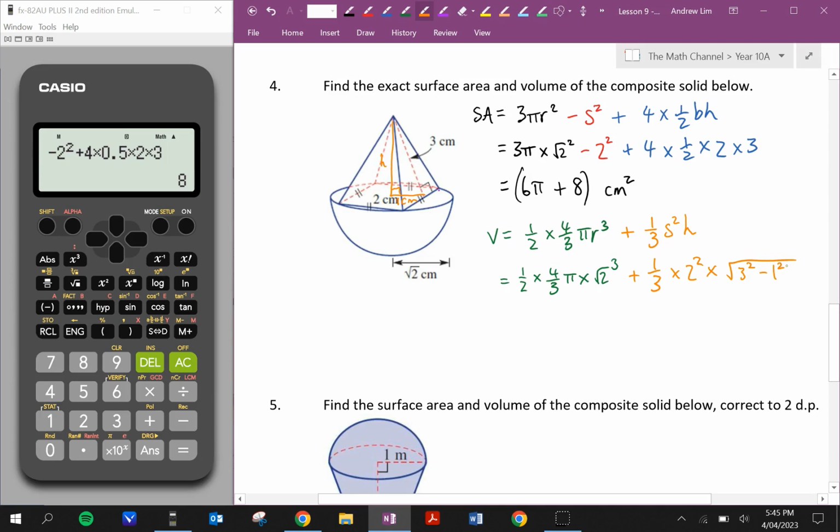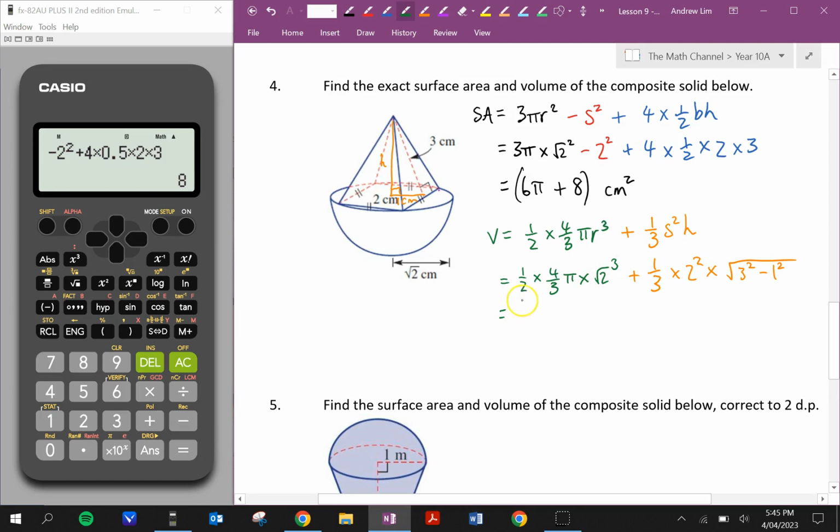Alright, so let's see what we get with this. Half of 4/3 is 2/3. Okay, so if you put that in your calculator, you get 2/3. And we're multiplying by root 2 cubed. Now root 2 cubed is root 2 times root 2 times root 2. And root 2 times root 2 is 2. So 2 times root 2 is 2 root 2. So this bit here is technically 2 root 2.